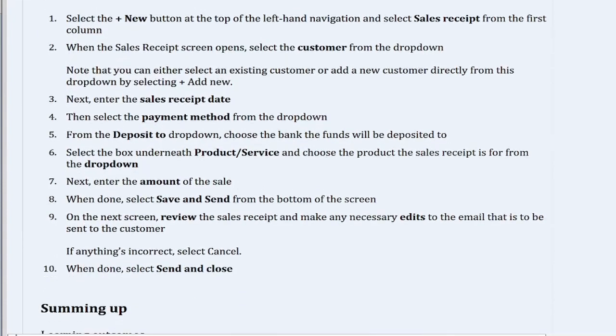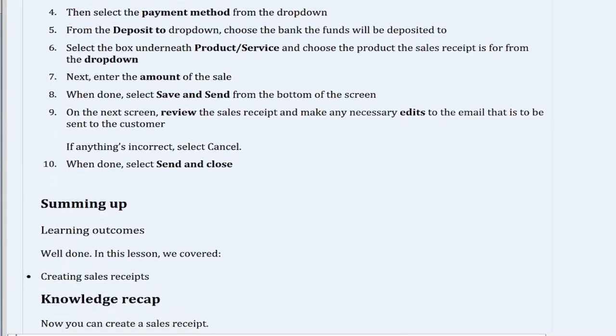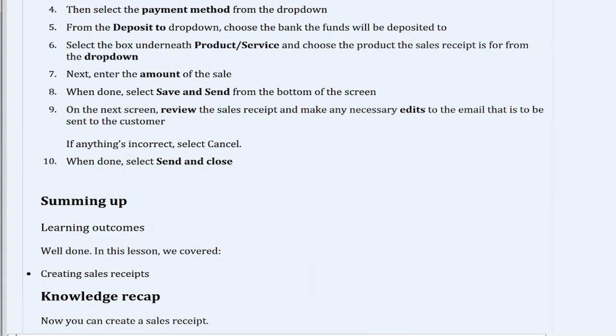Next, enter the sales receipt date. Then select the payment method from the drop-down. From the Deposit to drop-down, choose the bank the funds will be deposited to. Select the box underneath Product/Service and choose the product the sales receipt is for from the drop-down. Next, enter the amount of the sale. When done, select Save and Send from the bottom of the screen.